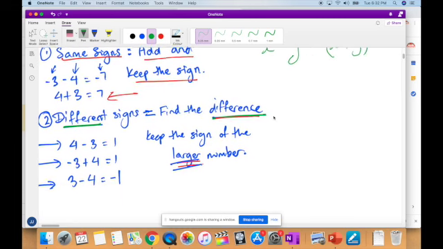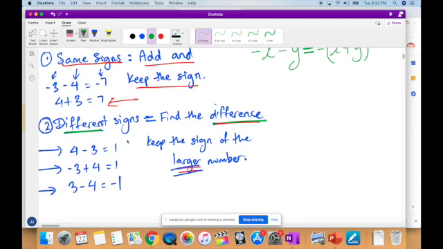What about this one? Now this one is actually harder, because when you have different signs, you find the difference, but you keep the sign of the larger number. That is easy enough. But this one, keep the sign of the larger number, we had to add an extra statement for that. So any ideas?